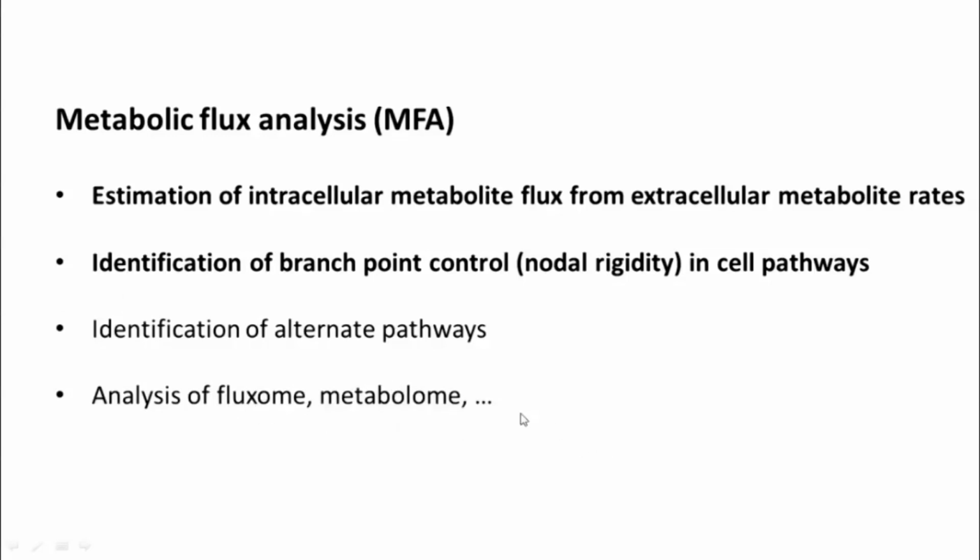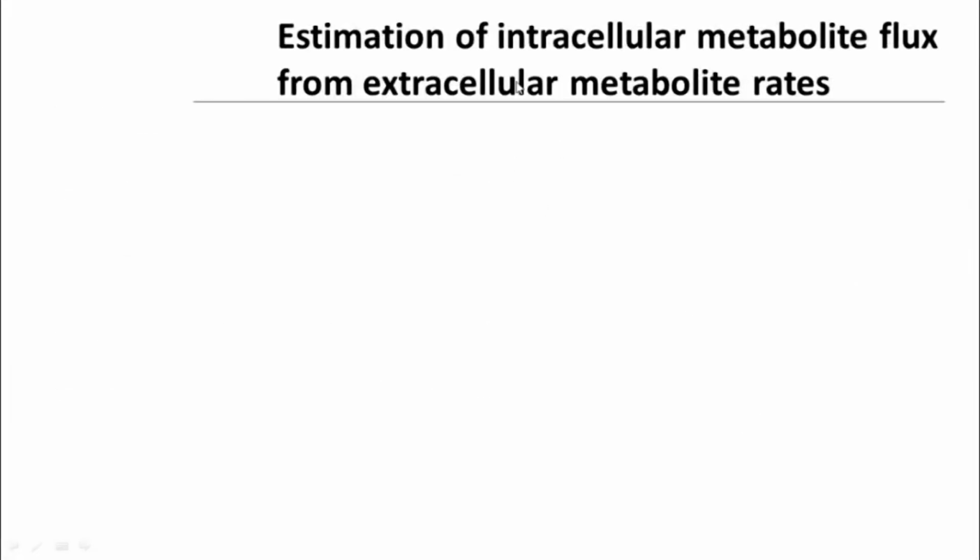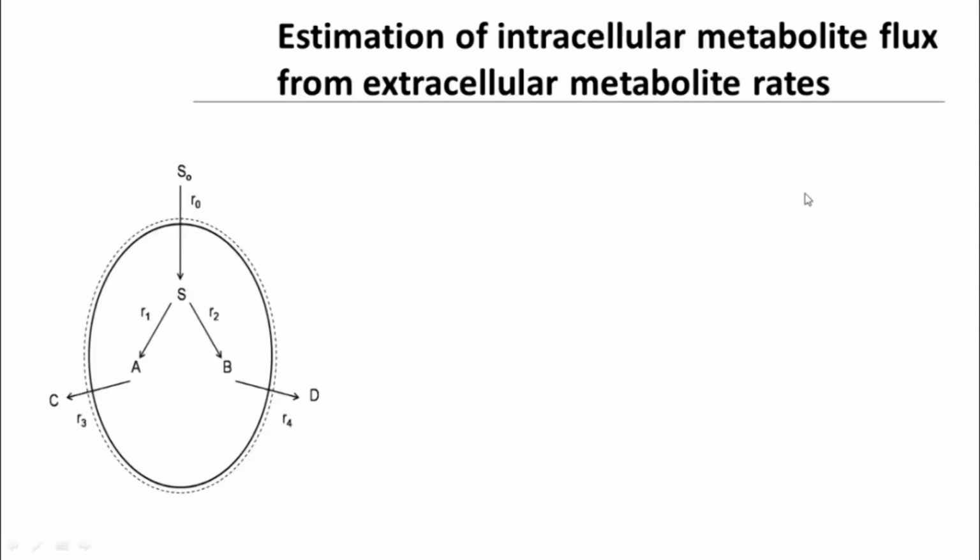Analysis of fluxome, metabolome and many omes can be done. Ome is nothing but a complete collection of everything that happens. A genome, for example, is a complete collection of all the genes in the cell. Fluxome is a complete representation of all the fluxes in the cell, and so on and so forth. Okay. You can analyze that using this approach. We are going to look at only the first two as examples of what can be done with metabolic flux analysis. So let us look at the first thing, estimation of intracellular metabolite flux from extracellular metabolite rates.